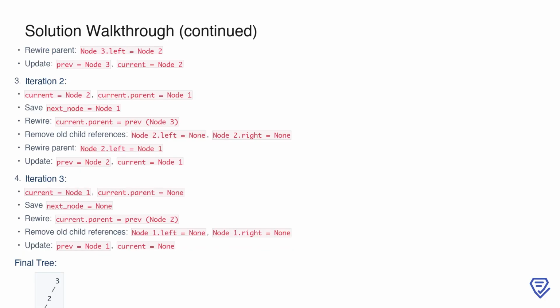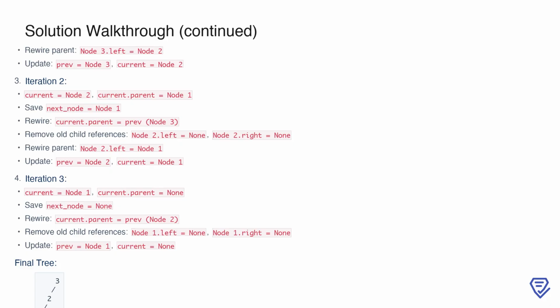After removing the old child references, we rewire node 3 to point back to its parent, node 2, by assigning node 3.left to next_node. At this point, node 3 effectively becomes the parent of node 2. We then update the tracking variables, previous becomes node 3, and current moves to node 2 to continue the process.